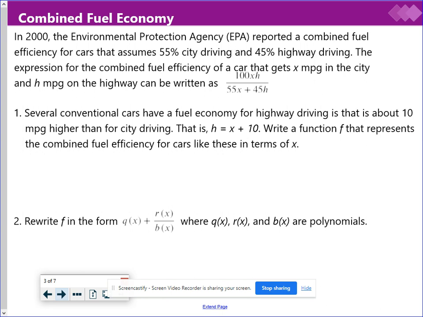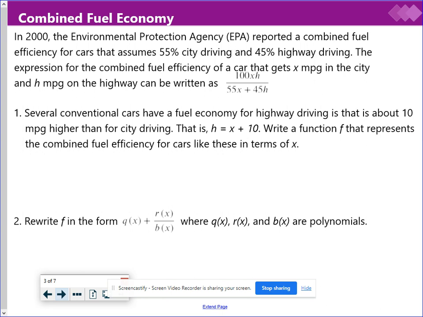In 2000, the Environmental Protection Agency, the EPA, reported a combined fuel efficiency for cars that assumes 55% city driving and 45% highway driving. That's just saying most people are driving their cars 55% in the city, 45% on the highway. So they took that and they wrote this formula.